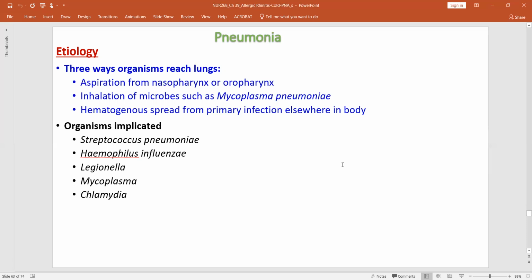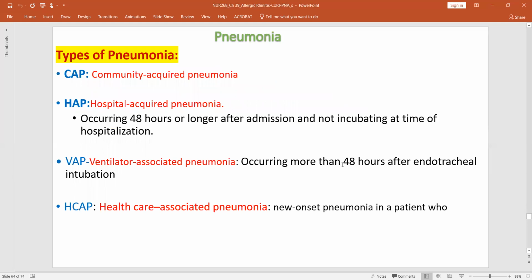These are the three mechanisms by which these organisms enter the lungs and cause pneumonia. And these are some of the microorganisms. Now, there are many different types of pneumonia. The first one is called CAP, which is community-acquired pneumonia.